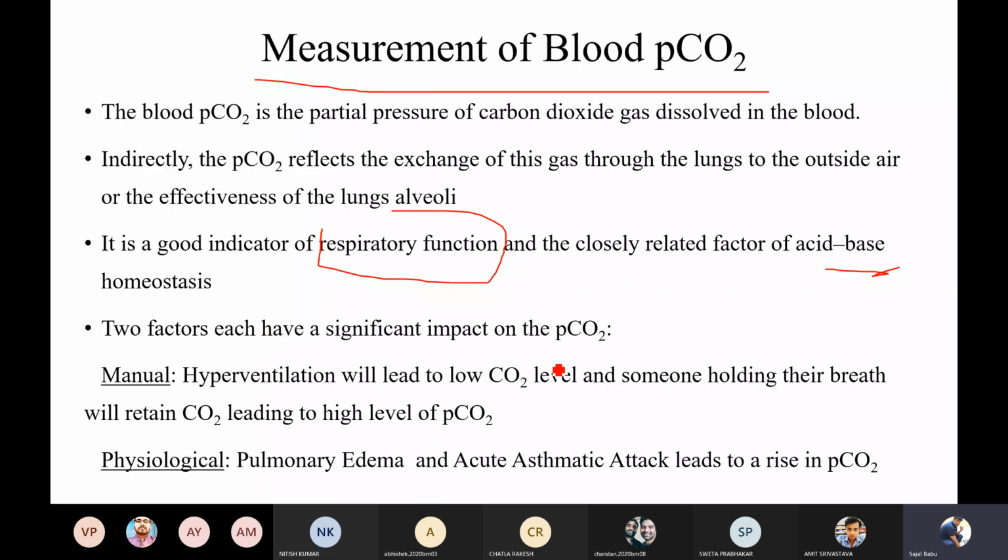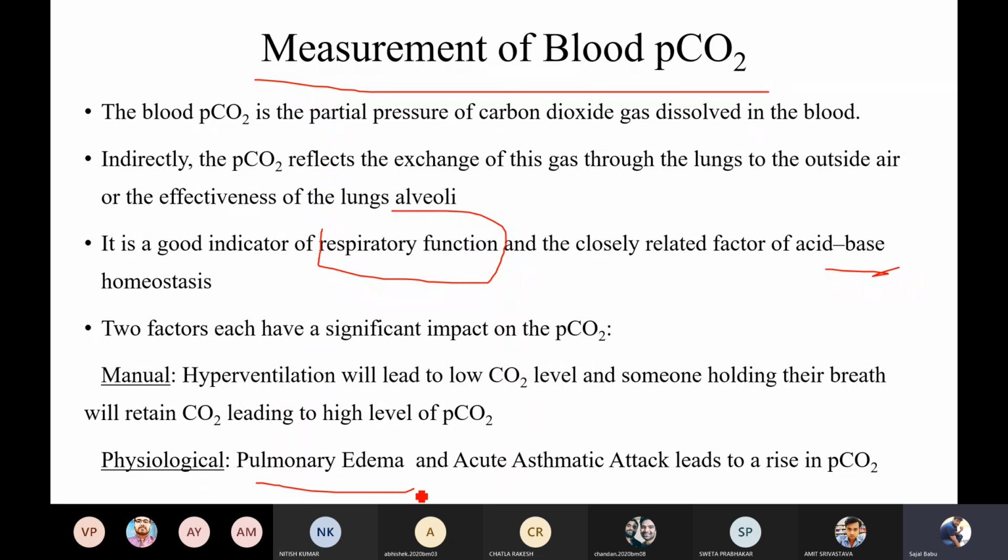And the factors that affect the PCO2 is, if you manually take more air, then oxygen will increase and automatically PCO2 will reduce. Or if you hold the breath for more time, then the CO2 will increase. These are the two things you can do manually for increasing or decreasing the PCO2. And the other thing is physiological.